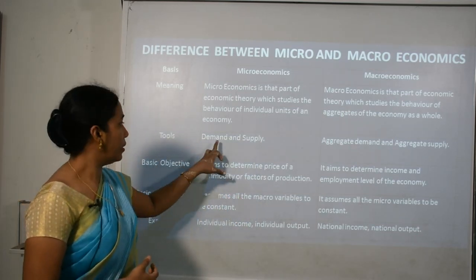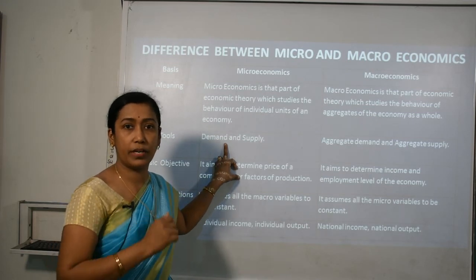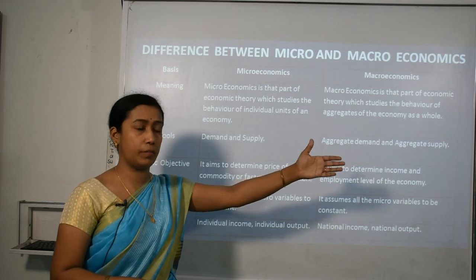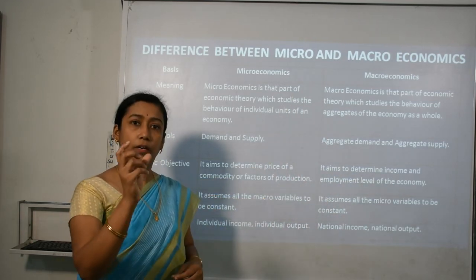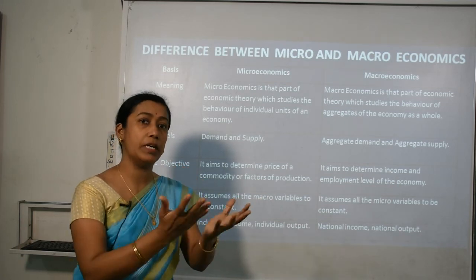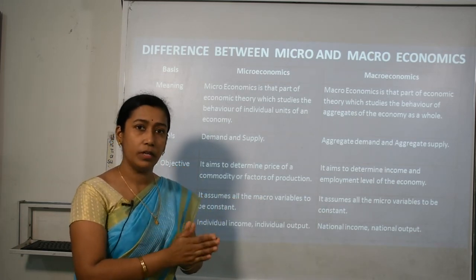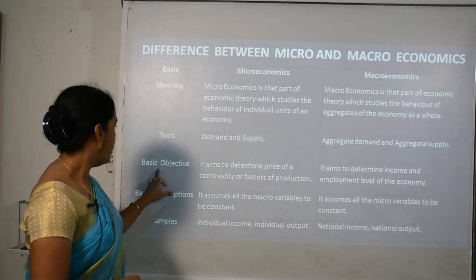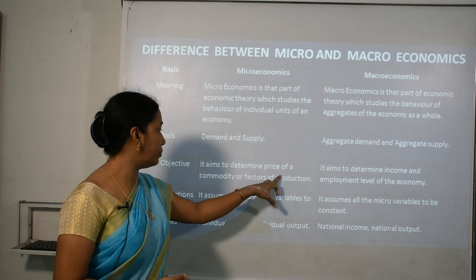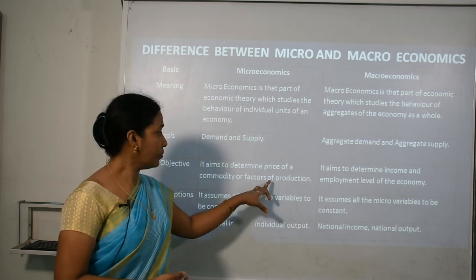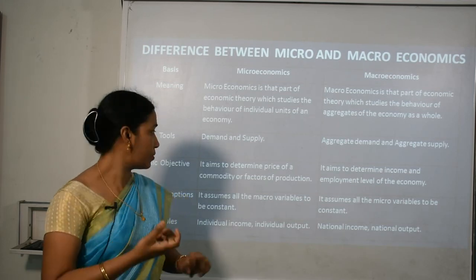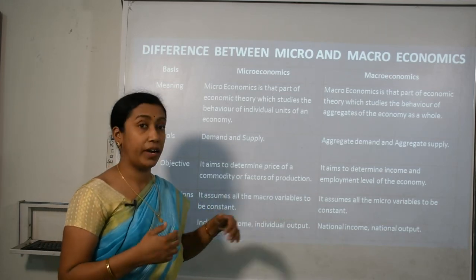Tools which are used here: demand and supply is used for studying microeconomics, whereas here it is aggregate demand and aggregate supply. Every time in macroeconomics you will hear this word aggregate. It constitutes a larger part as a whole, that is why we use this word aggregate. Now the basic objective or aim of studying microeconomics is to determine the price of the commodities or factors of production. That means it deals with the price of the commodity or factors of production.